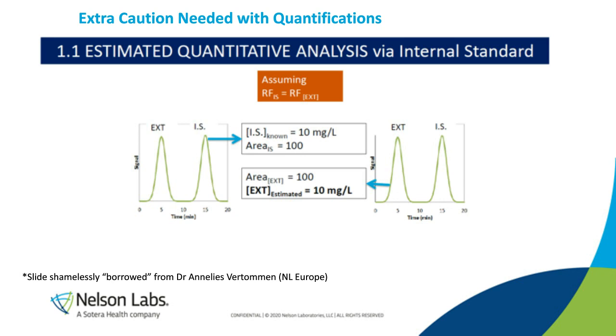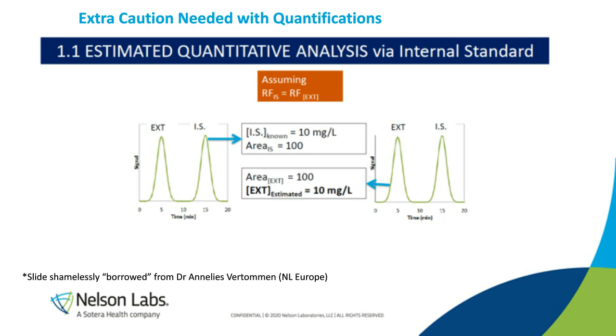And so when you do that, one way is to assume that the compound that you're looking for, in the case of this slide, it's labeled EXT, an external compound, behaves the same in your instrument as your internal standard behaves. So anytime that you're measuring how much of something there is by GCMS or LCMS, you're looking at how the concentration of that compound relates to the intensity of the signal, which is measured in units of area.